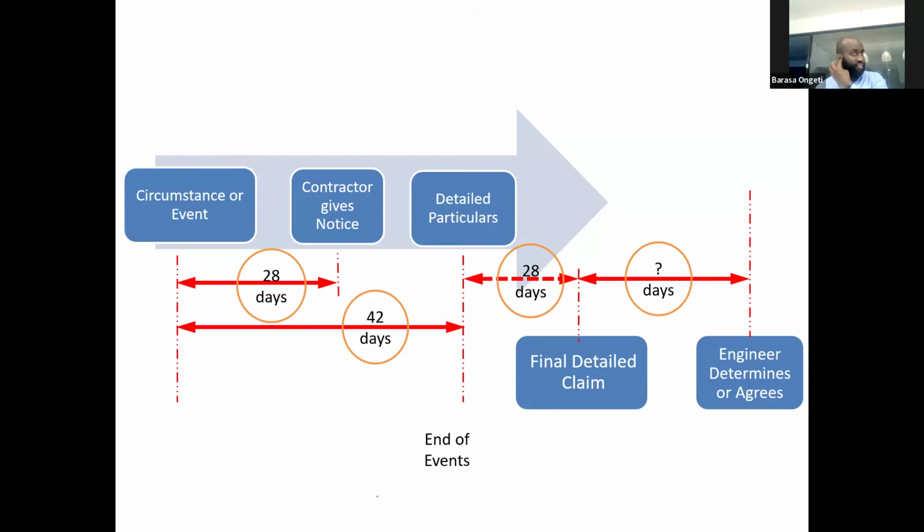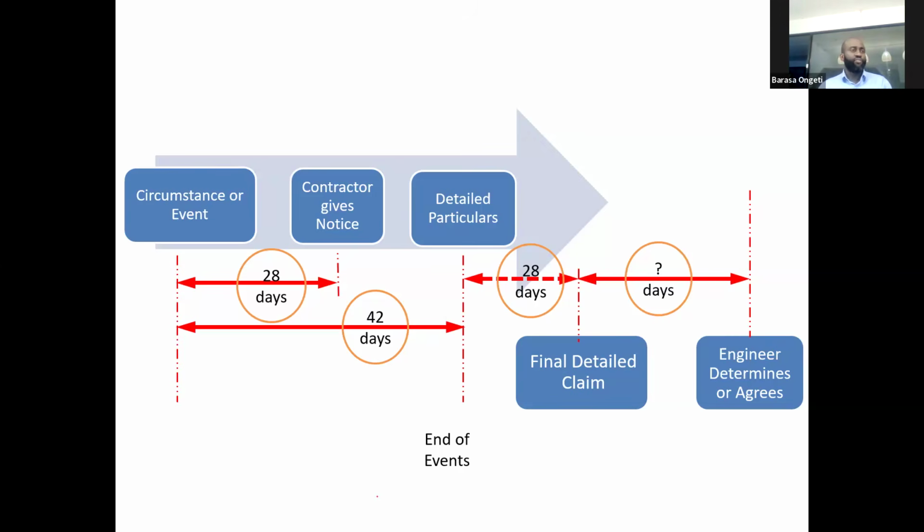Within 42 days of that, you should give detailed particulars. How did this stoppage for 2 weeks between kilometer 1.1 and kilometer 1.6 affect you? You must give detailed particulars. So entitlement is one thing. Yes, you're entitled, but justifying the entitlement is the second thing. And you justify it in what is called detailed particulars. We shall be looking at that in the next seminar, so stay tuned for detailed particulars of claim.